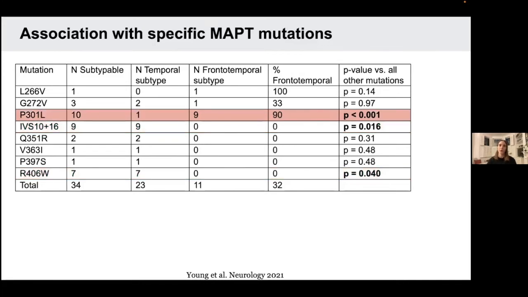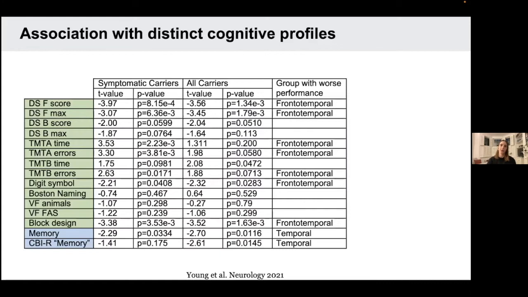And yeah, we also saw that the atypical frontotemporal subtype was strongly linked to the P301L mutation, with 90% of individuals with P301L mutations being assigned to the frontotemporal subtype. So next we looked at the cognitive profiles of each of the subtypes, and we found that each subtype was associated with a distinct cognitive profile. So we found that the typical subtype performed worse on memory tests, and the atypical frontotemporal subtype performed worse on tests of attention and visuospatial skills.